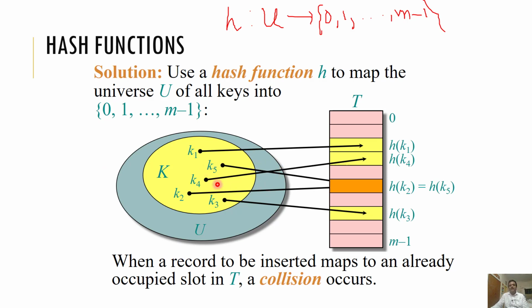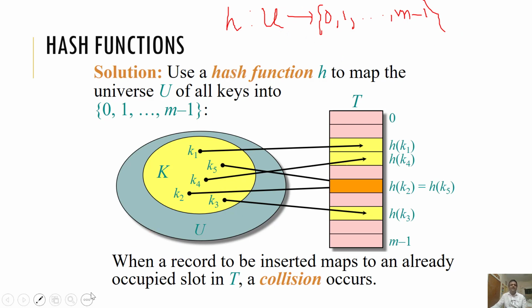Only thing, this collision we need to tackle. How to tackle it, that we have to see. Collision we cannot avoid, because we cannot have a one-to-one mapping for h. That is not possible, because this is a very big set and this is a very small set. So the domain is very, very big.